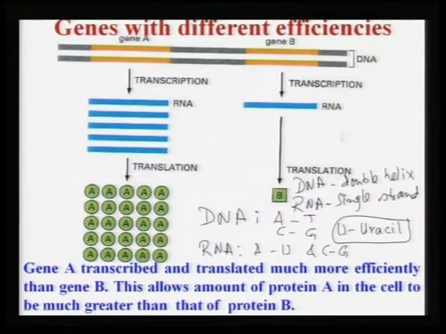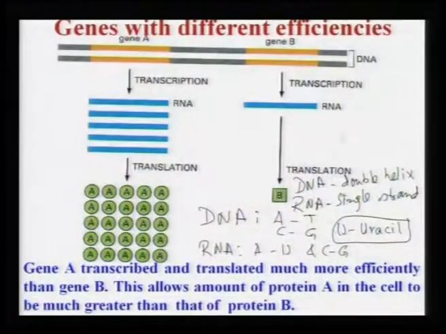Now, coming to genes with different efficiencies, let me explain that. Although the transcription and translation process takes place on different genes, two different genes, let us say A and B, can have different efficiencies. Efficiencies means one gene can produce a large number of protein molecules, whereas other genes can produce a very small number of protein molecules. Now, how does it happen?